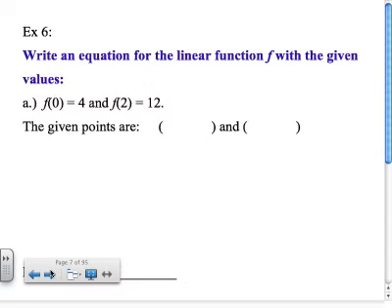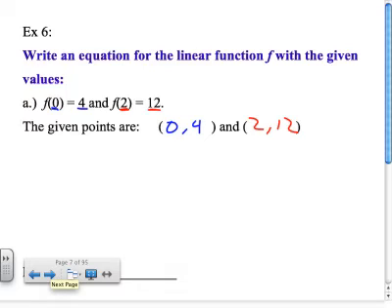Okay, it says write an equation for the linear function f with the given values. f of 0 is 4 and f of 2 is 12. The given points are blank and blank. In other words, this goes back to last chapter. Remember when you plugged in 0, you got out 4. So one point is (0, 4). And the other point, when you plugged in 2, you got out 12. So that's (2, 12).